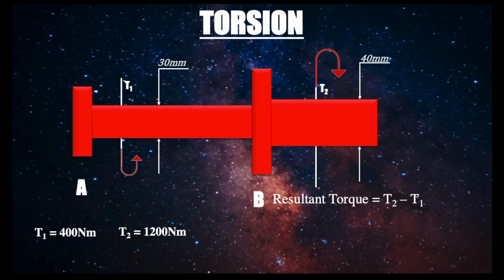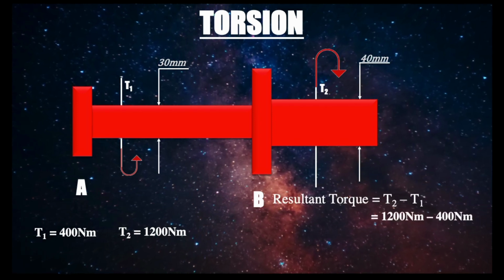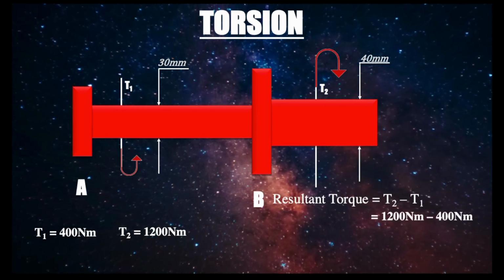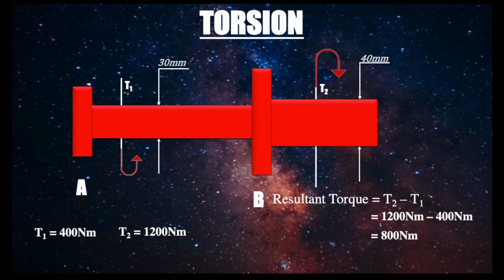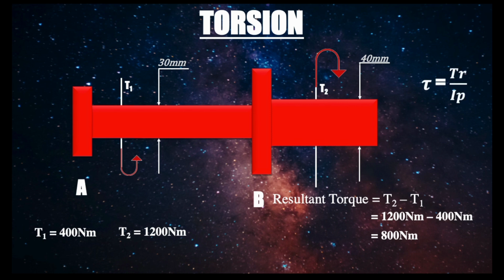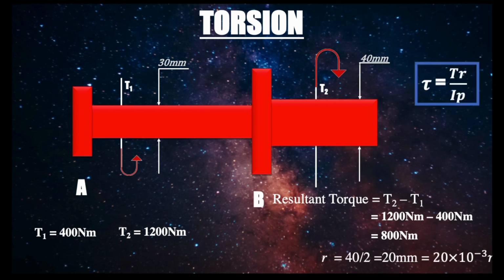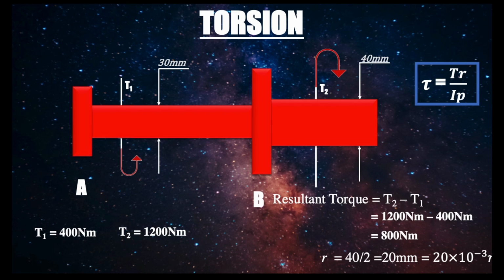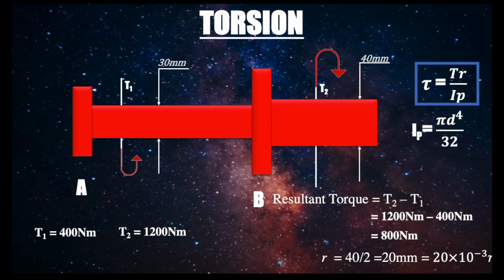To find the resultant torque, we're going to say T2 minus T1, and that's going to be 1.2 minus 400, and we're going to get 800 Newton meters. And this is the same as T3, if you have noticed. Okay, now we still have our formula. We have everything that we need, right? Radius, we have the radius changing into standard units. So now it's a matter of substituting.